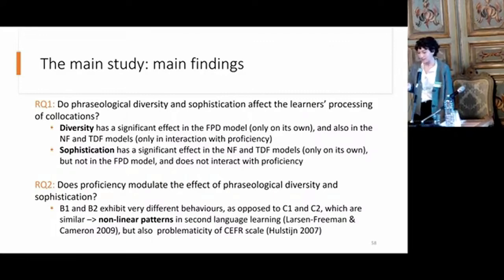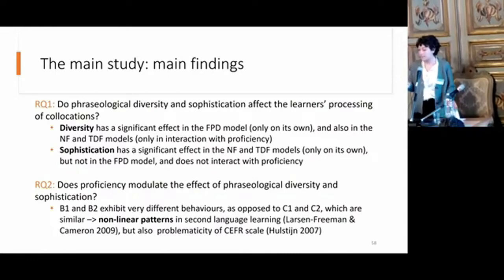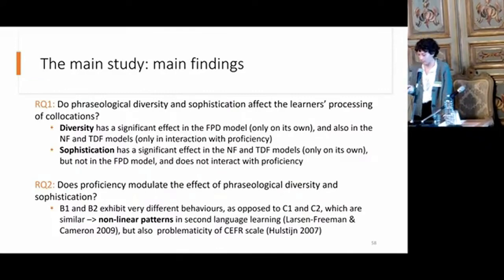This suggests that second language acquisition may not be based on a linear development, but these results also suggest to us that maybe the distinction between intermediate and advanced based on the CEFR scale may also be problematic.